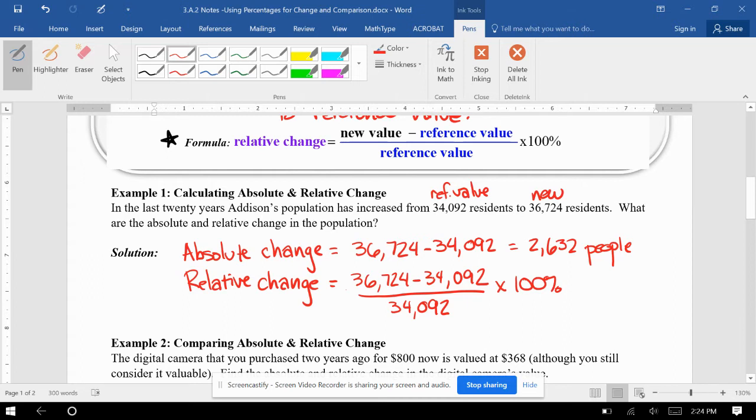So you're going to want to go ahead and subtract these first. We already have that number there. Divide it by 34,092. Hit enter, and then multiply by 100. And you should see that there is a 7.72% increase in population.